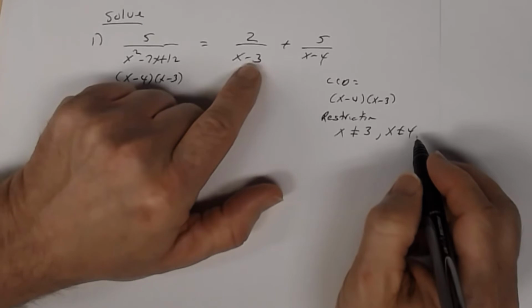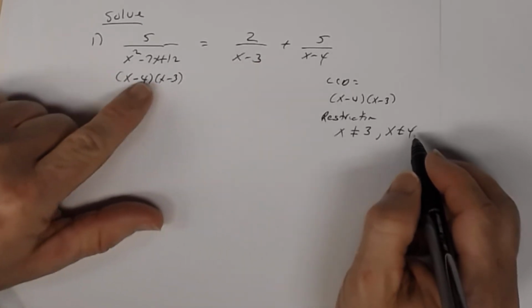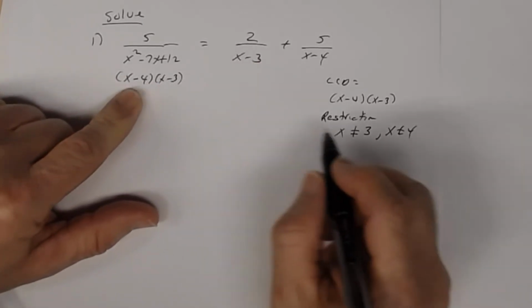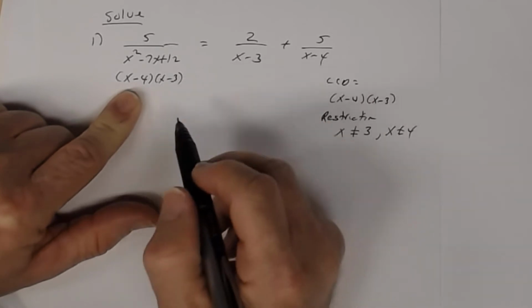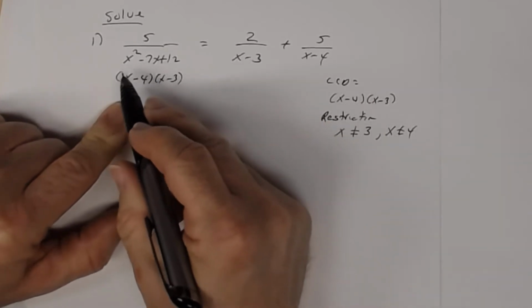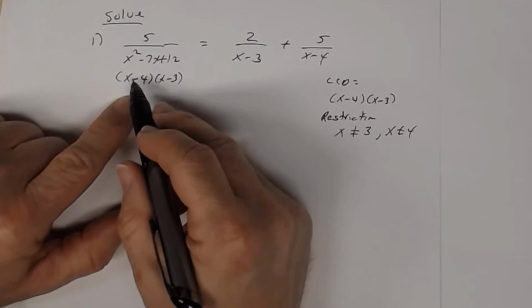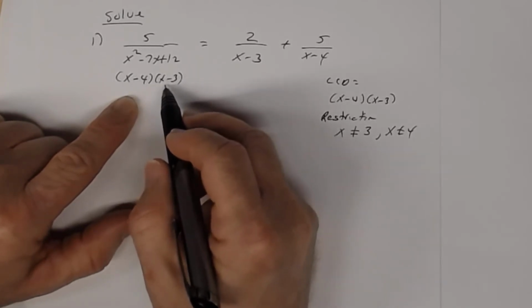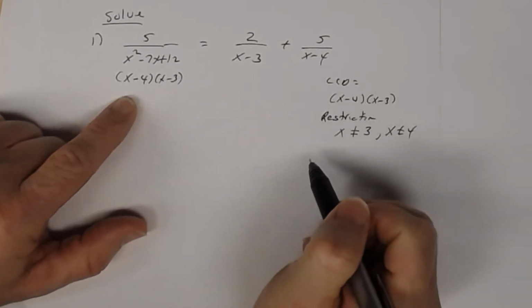So you found the restriction here, you found the restriction here, and then you go and you find the restriction here. But notice that these factors are the same as these. So what makes this factor 0? We already found it, 4. What makes this factor 0? We already found it, 3. Okay, so those are restrictions.